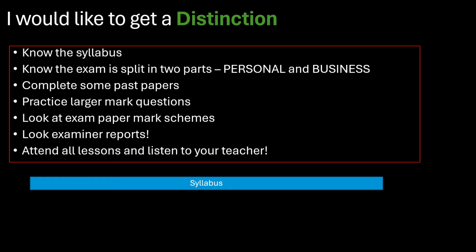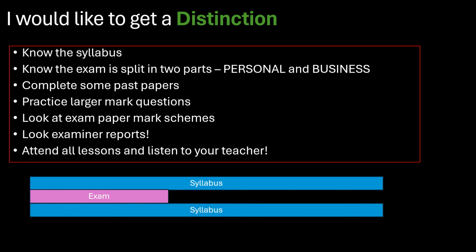So the idea is that you get to know the whole syllabus, and unfortunately for you, you're only going to be tested on a fraction of that syllabus in the actual exam. You're going to need to know the whole syllabus, but it's important to understand that only 28 marks of the 80 marks are on personal finance, and 52 marks are on the business finance. So you need to know the whole syllabus, but you're only tested on a fraction of it.